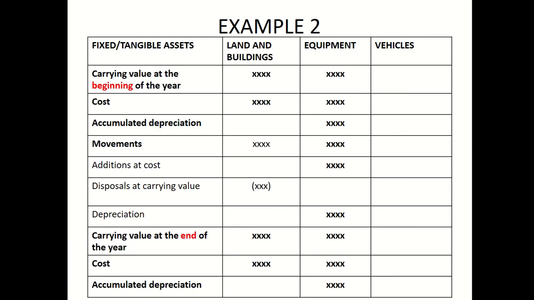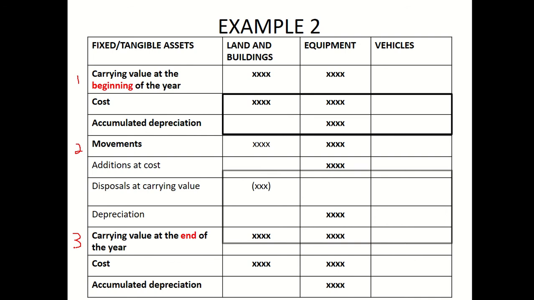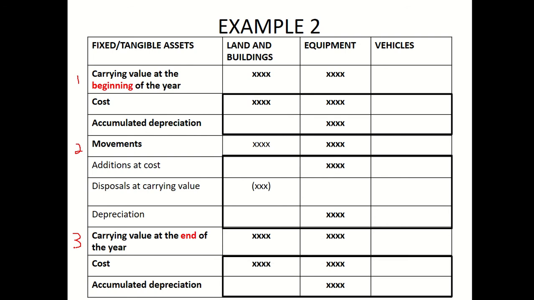This is where you guys are struggling and I don't understand why. Okay, firstly, your tangible assets is divided into 3 parts. It is carrying value at the beginning of the year, the end of the year, and the movements. So basically, it is divided into the first part, the second part, and the third part. Alright, let's focus on the first part. Cost price at the beginning of the year, how much was it?